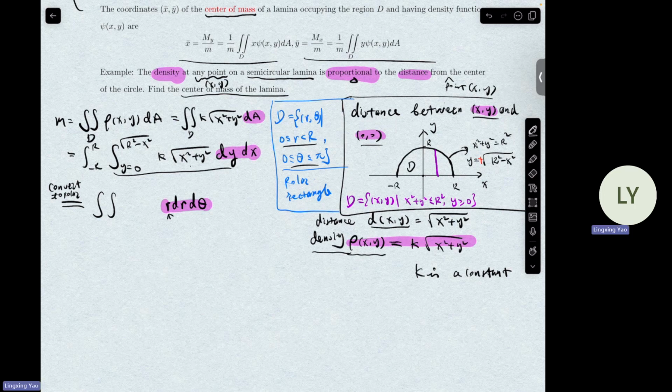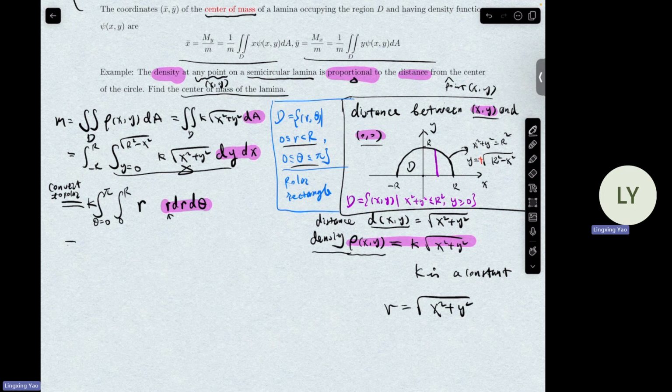So now we want to convert the integrand, which is k. Well, k is a constant, we can move it out. And the square root of x squared plus y squared is what? Remember, r equals the square root of x squared plus y squared. So this is r. The integrand is just r itself. Now we have everything settled. Now we have to determine the lower and upper bounds. For theta, we already know it's from 0 to pi, and for r it's from 0 to big R. So this is what we have.